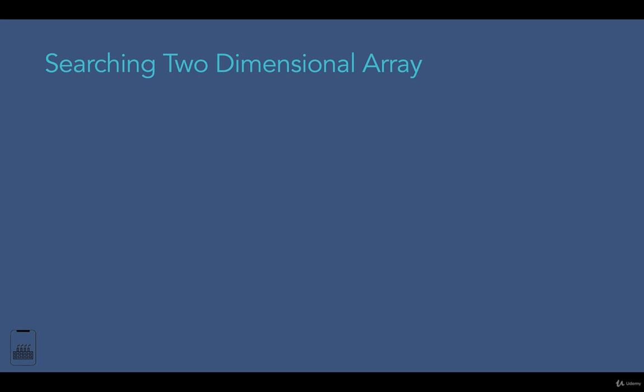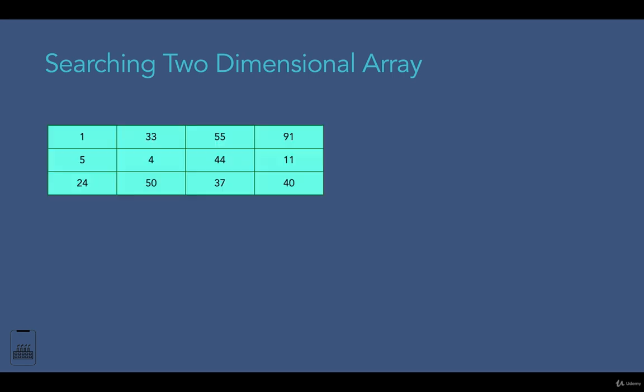Alright, in this video we will look at another operation that we can perform on a given two-dimensional array. Here we will search for a given value in the array. This means that we will check if a given value exists in an array or not. So let's say we have a two-dimensional array like this, and we want to check if 44 exists in this array or not.